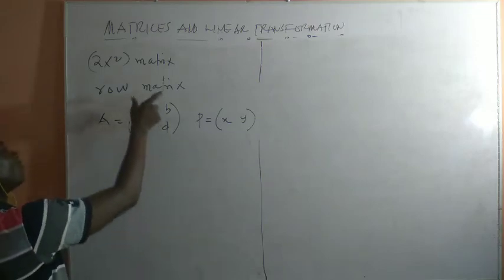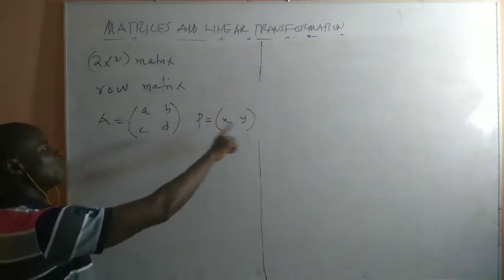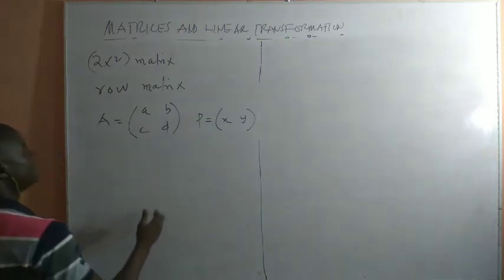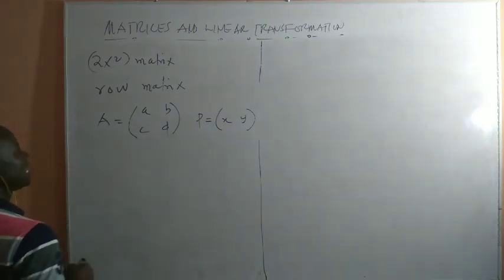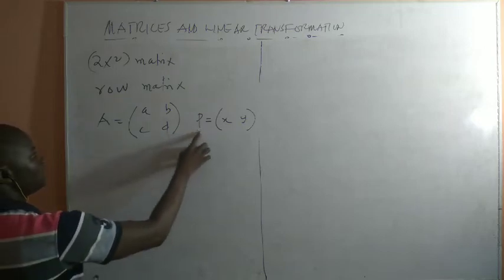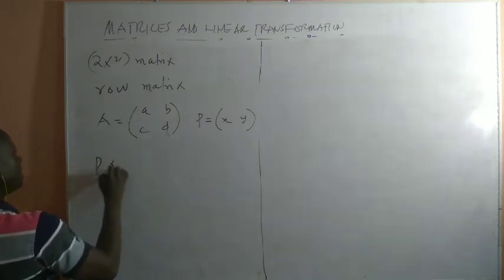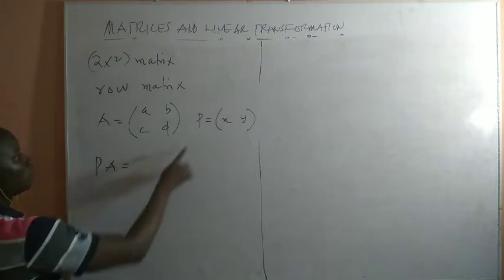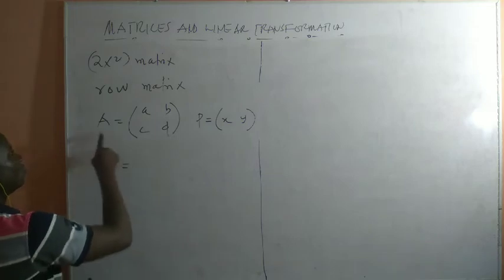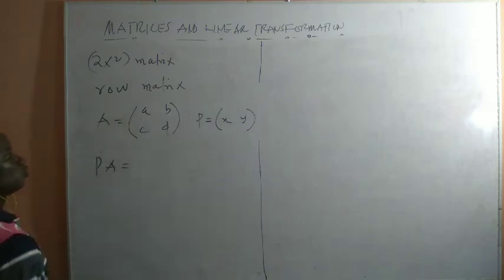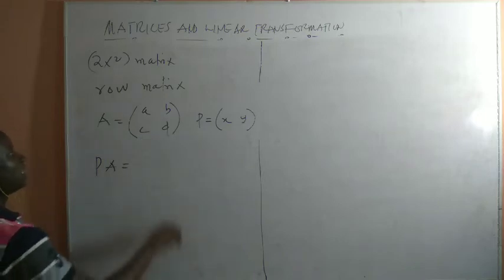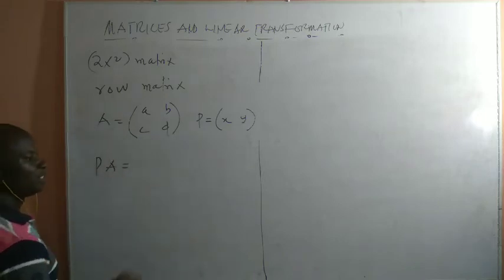Now, because the number of columns here is not equal to the number of rows here, we cannot multiply AP, but rather we have to multiply PA. Why are we saying PA? We are saying PA because when you look at the row matrix P, you can see that we have 2 columns. Then when you look at A, you can see that we have 2 rows. So because the number of columns of P is equal to the number of rows of A, that means we can multiply.